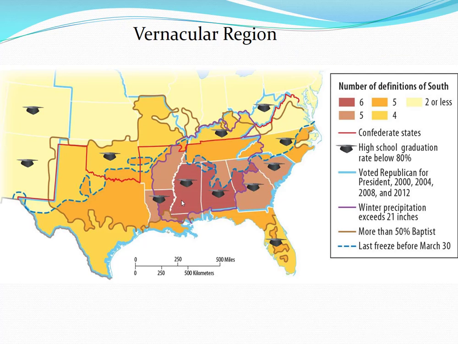Here is a vernacular region according to the textbook. It talks about high school graduation rate. It talked about winter precipitation exceeding 21 inches, etc., in defining the vernacular region, in this case, the American South.